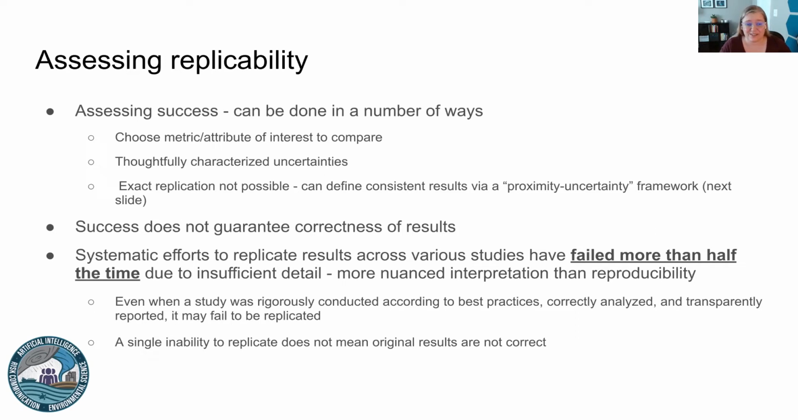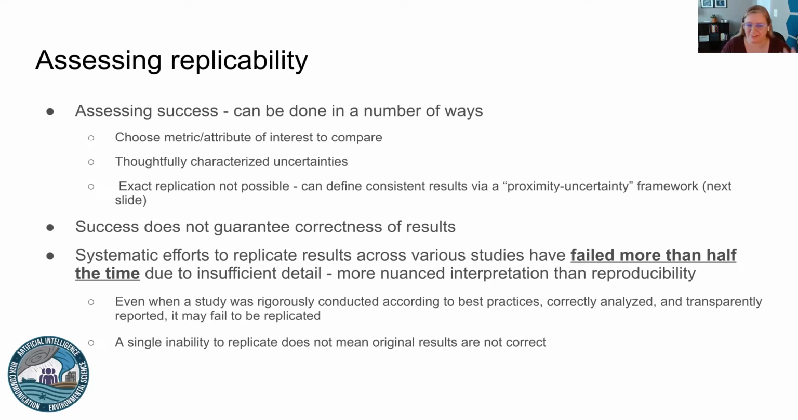Thoughtfully characterize uncertainties once again, and exact replication is really not possible. We're using different data sets. So we need to define consistent results some other way. One good way to do that, at least from the Academy's report, was using a proximity uncertainty framework. Once again, success does not guarantee correctness of results. Just because two studies confirm something does not mean that thing is true. There's a lot that goes into building scientific consensus.